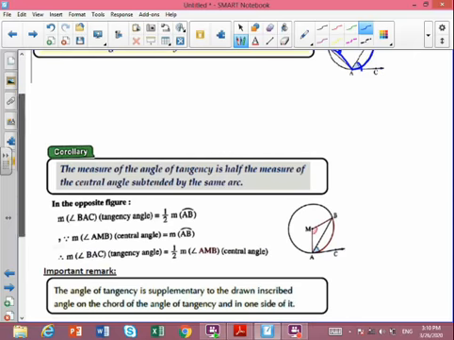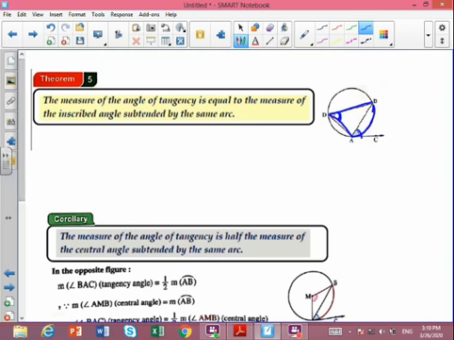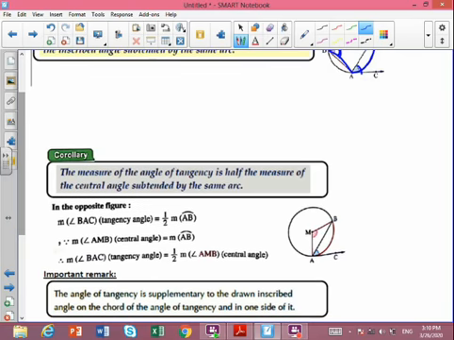As a corollary for this one, do you remember the relation between the inscribed angle and the central angle? Who can remember? Excellent. The inscribed angle equals half the central angle subtended by the same arc. We have just said that the angle of tangency equals the inscribed angle subtended by the same arc.